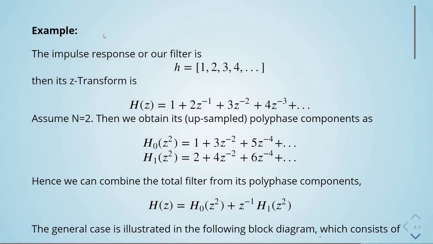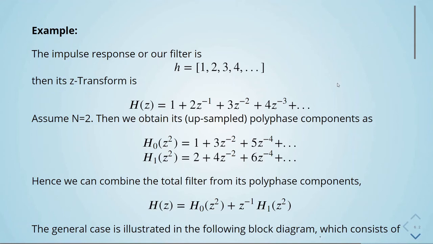Here we have an example. The impulse response of our filter is given by this vector here. So it's 1, 2, 3, 4, and so on. Then its z transform is 1, which is z to the power of 0, then we have 2, which is z to the power of minus 1, 3 times z to the power of minus 2, 4 times z to the power of minus 3, and so on.